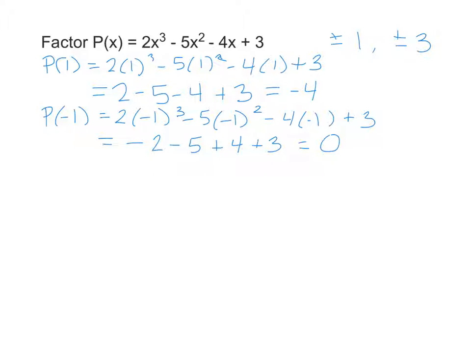I found negative 1 is a 0 of that polynomial, which means if I were to graph it, it would cross the x-axis at negative 1. It also means, based on the factor theorem, that I'm going to say, therefore, x plus 1 is a factor.